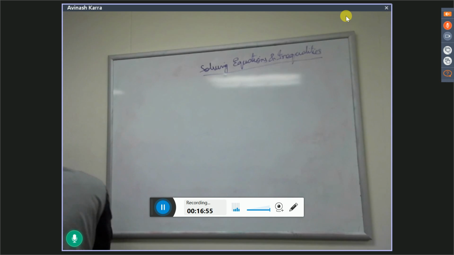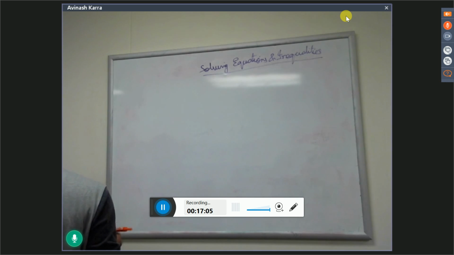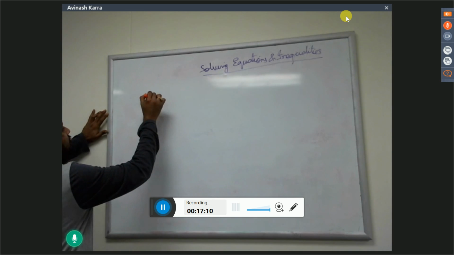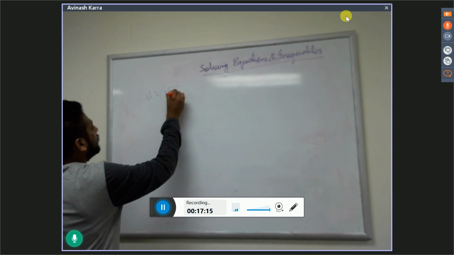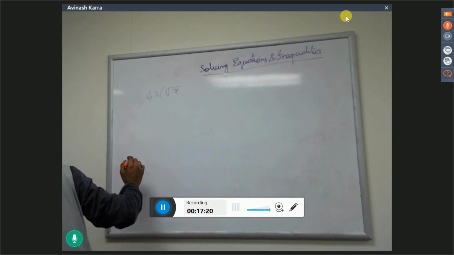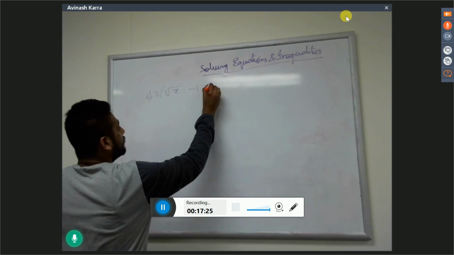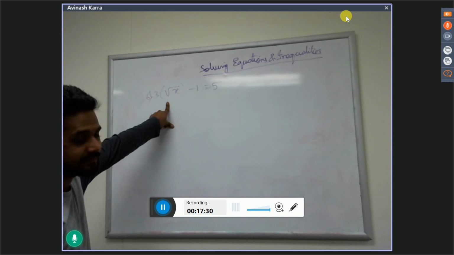Let's take one more. It has some complexity. 3 into under root x minus 1 is equal to 5. Is it clear?